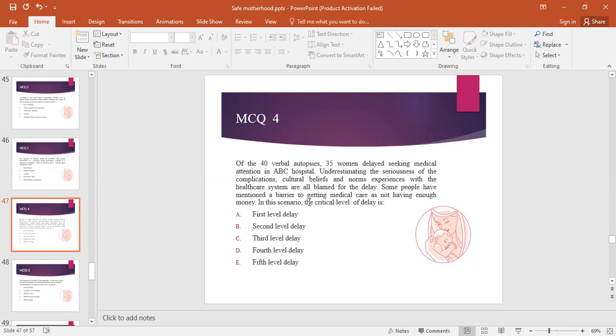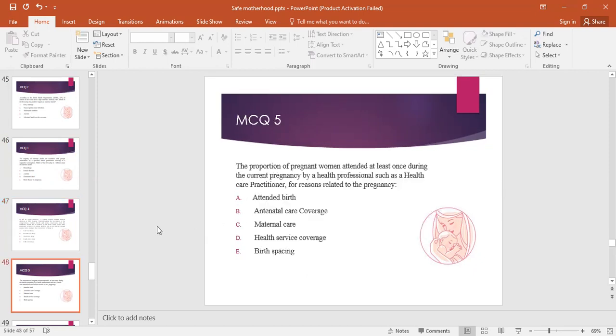In this scenario, the critical level of delay is first level delay, second level delay, third level, fourth level delay, or fifth level delay. A is the right answer, first level delay.